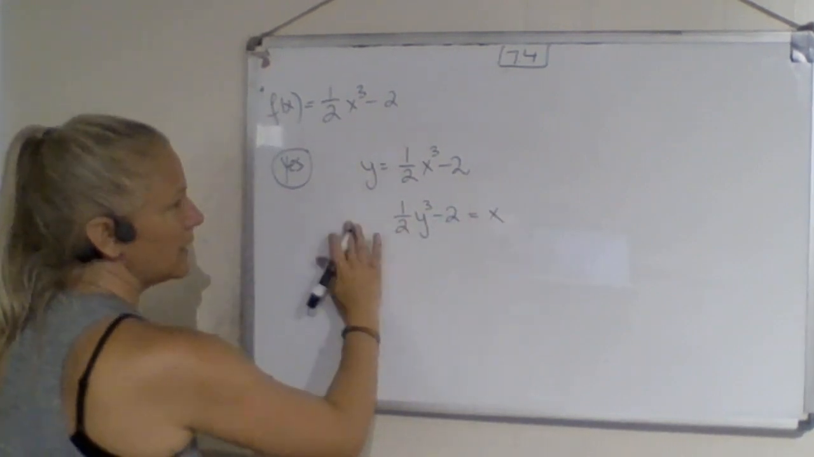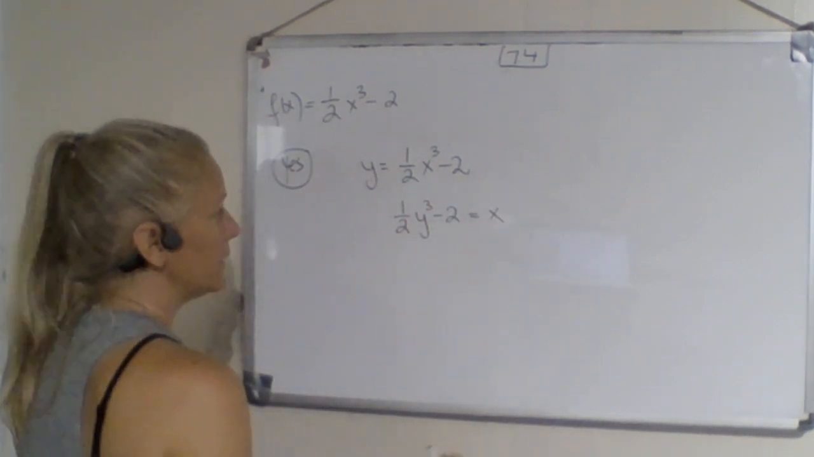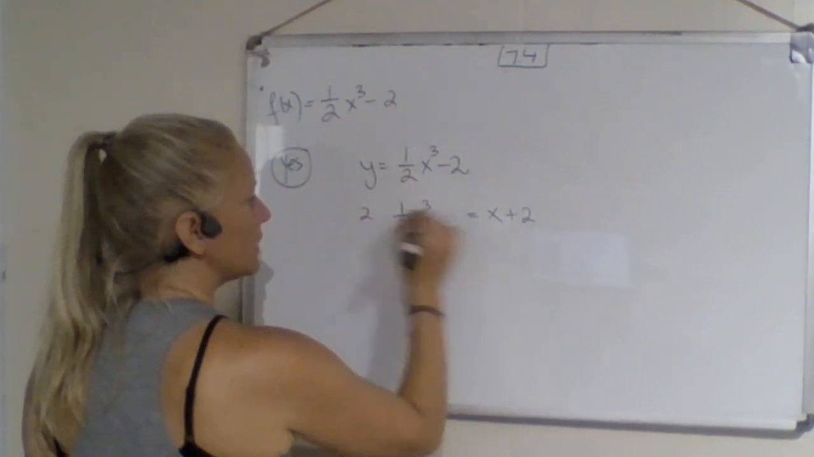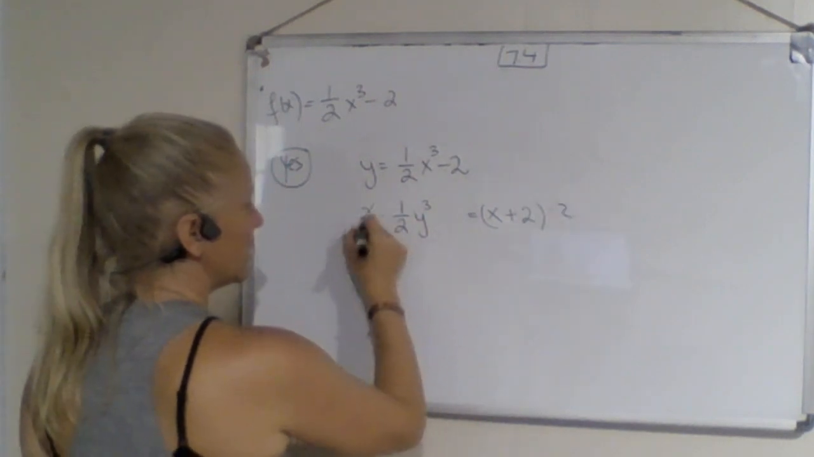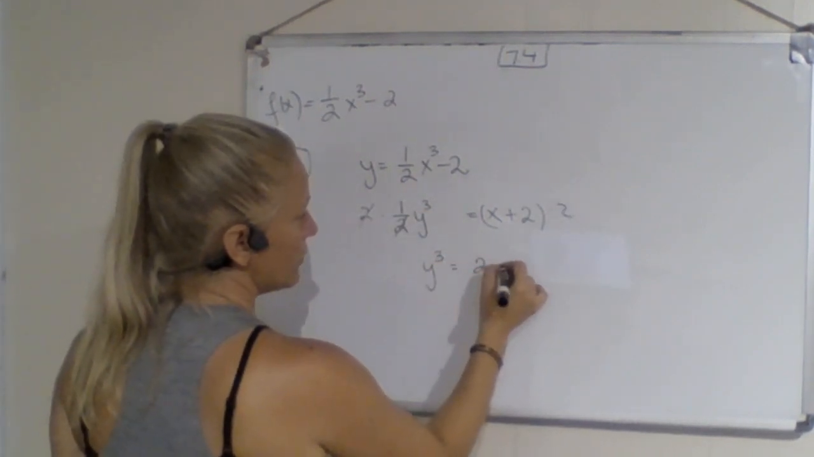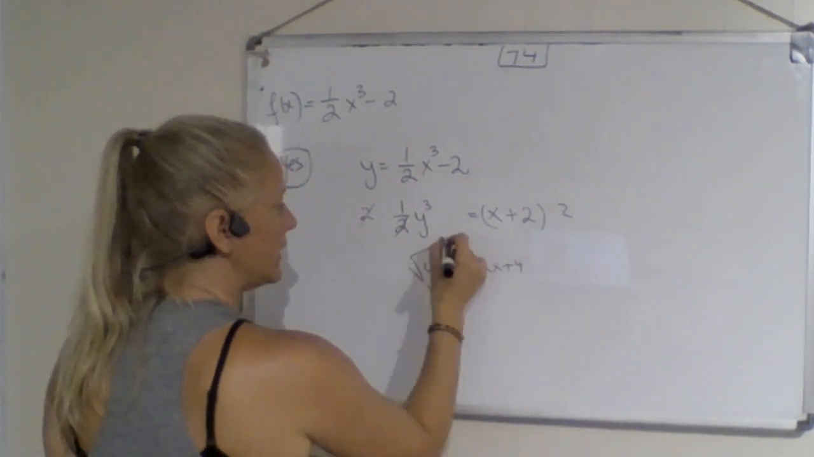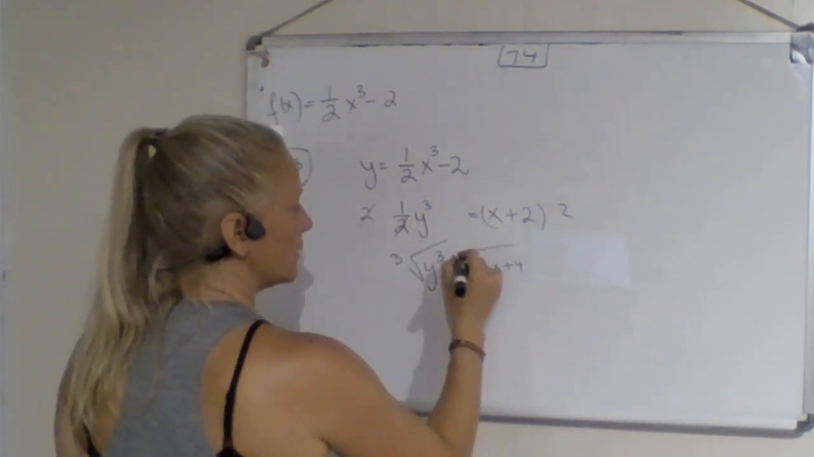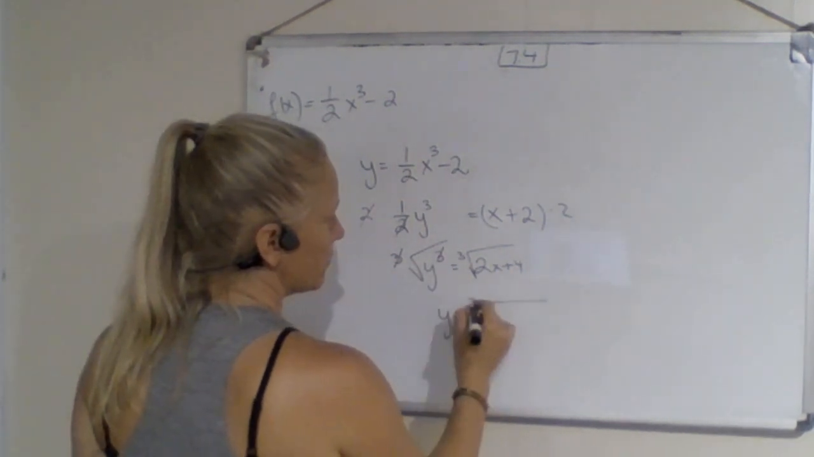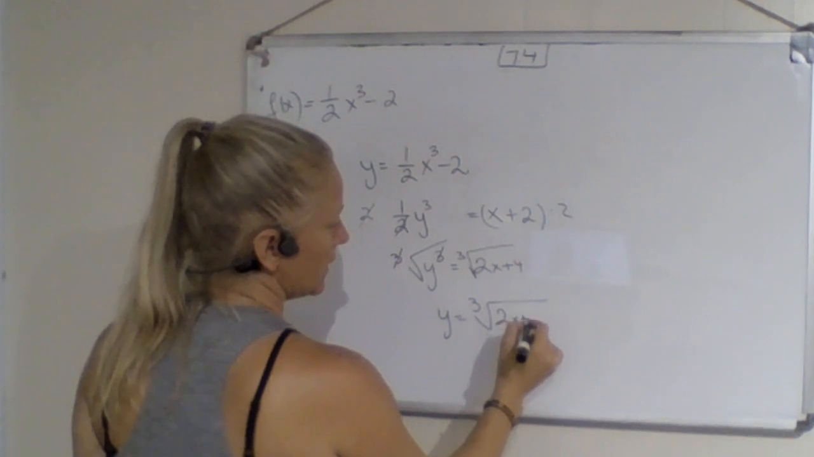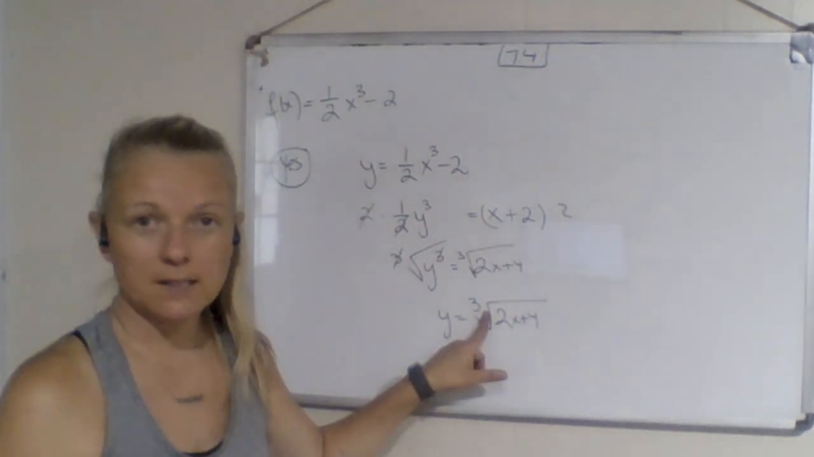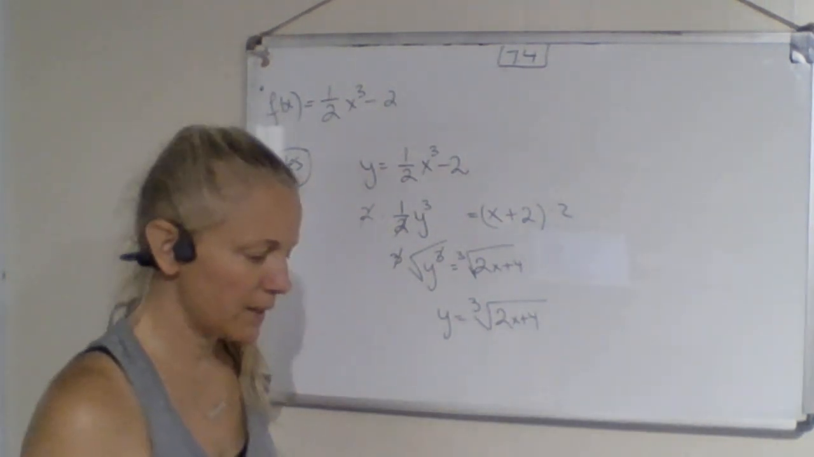I'm going to move my x to the other side. I'm going to add my 2 and get rid of it. I'm going to times this by 2 and get rid of this. Y to the third equals 2x plus 4. I need to solve it, so I'm going to take the cube root of it. Y equals cube root of 2x plus 4. I did not use a plus or minus because my root is odd, so I don't have a plus or minus.